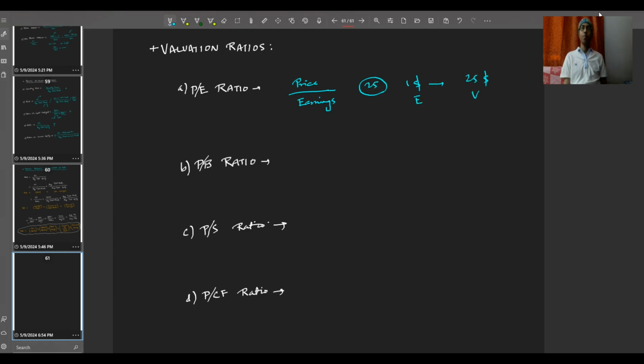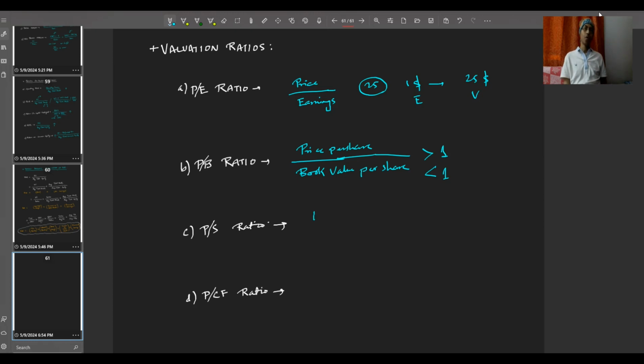PB ratio. PB ratio is basically per share price divided by book value per share. This tends to indicate whether a company is going to earn more than its cost of equity. This means if the company is going to earn more than its cost of equity, the PB will be generally greater than 1. If it is less than 1, this means the market thinks that the company is going to earn less than the cost of equity. Price to sales ratio.